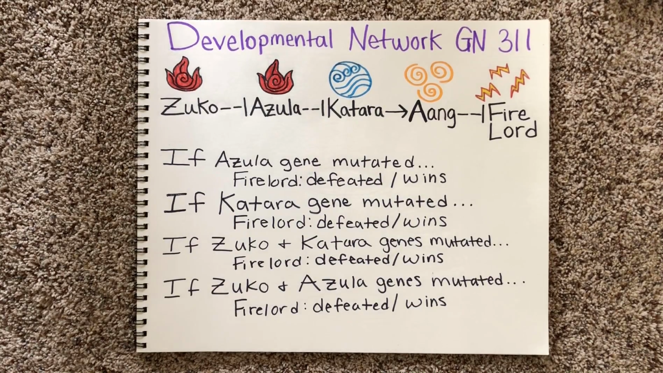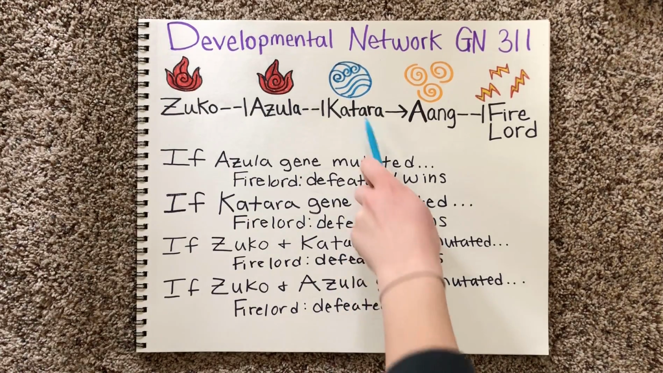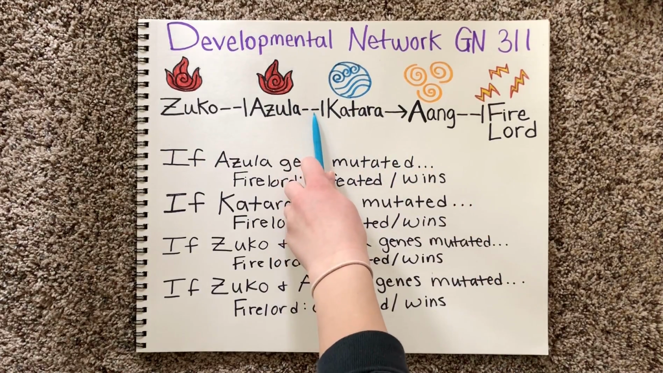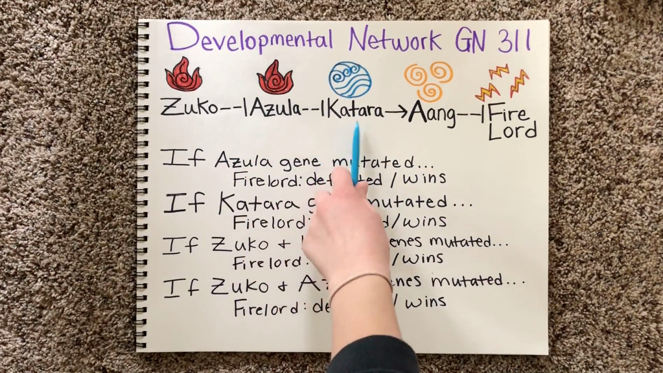I'll be using the analogy of the TV show Avatar: The Last Airbender, which I'm sure a lot of young adults like me can relate to. The different characters represent different genes in the pathway, and they can influence the other genes around them. An arrow between two genes means that one gene activates the other, and a T-bar between two genes means that one gene inhibits the other.